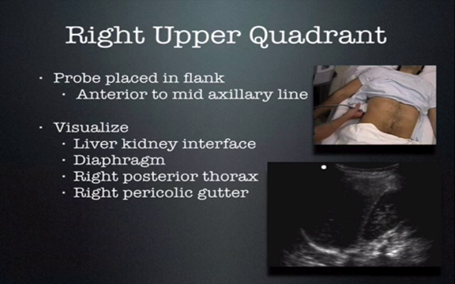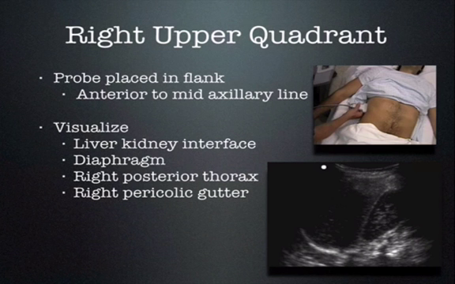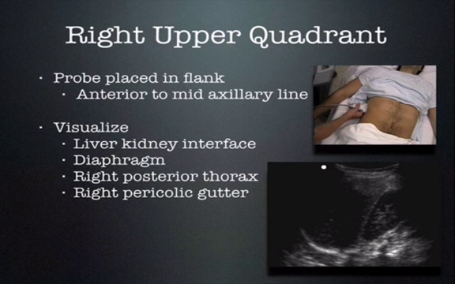To perform the right upper quadrant view, we place the probe in the flank, generally in the anterior to mid-axillary line, with the probe up and down the body, as you can see in the picture. We're going to try and visualize the liver first. The liver is the largest abdominal organ. It's generally easy to see.